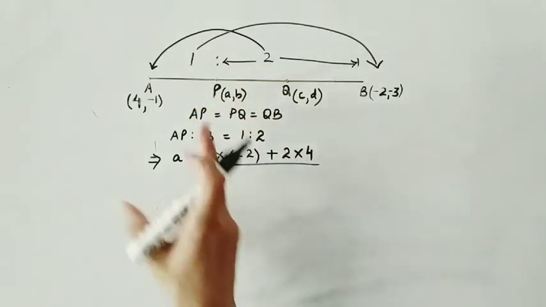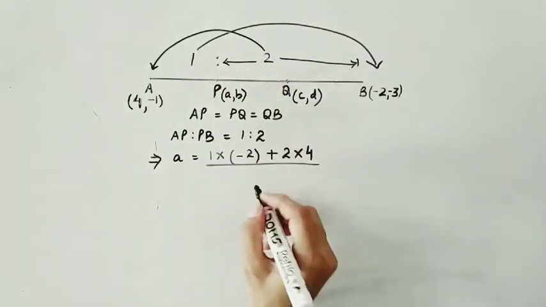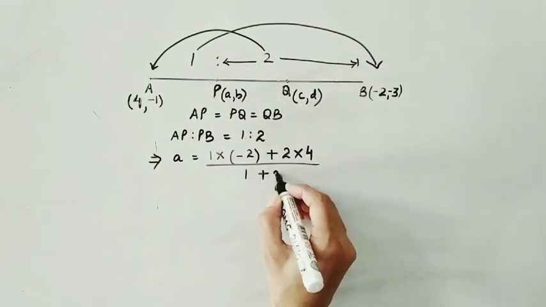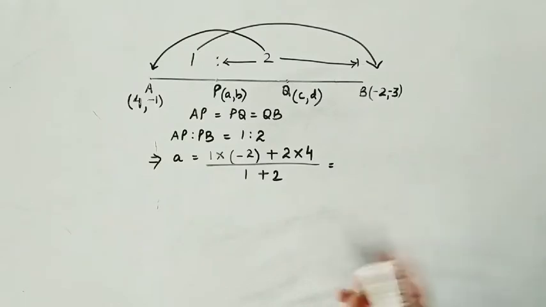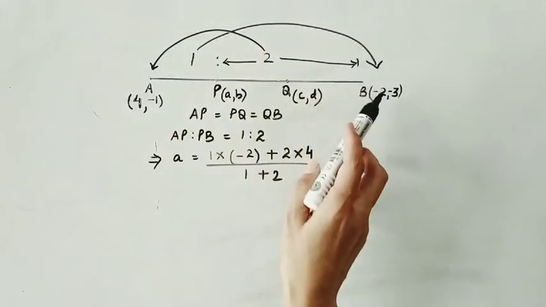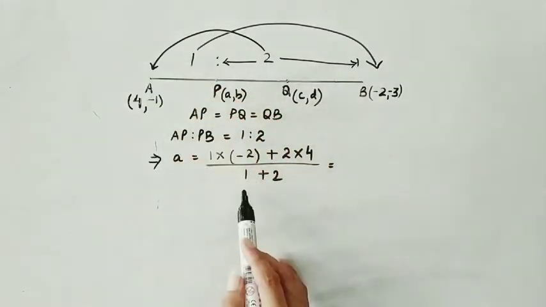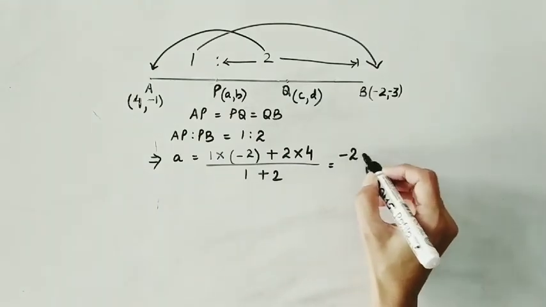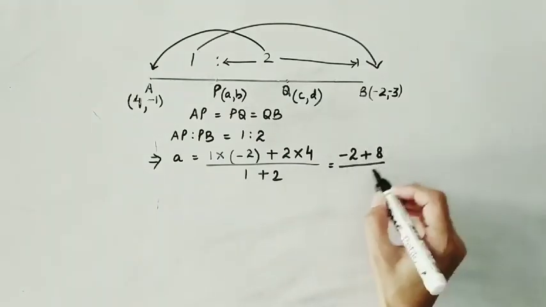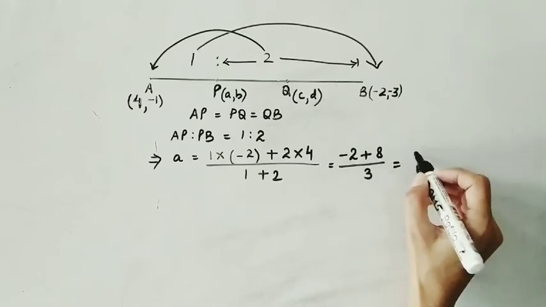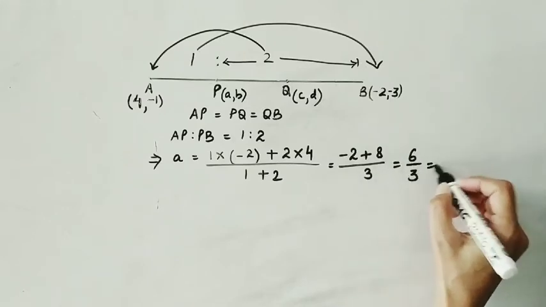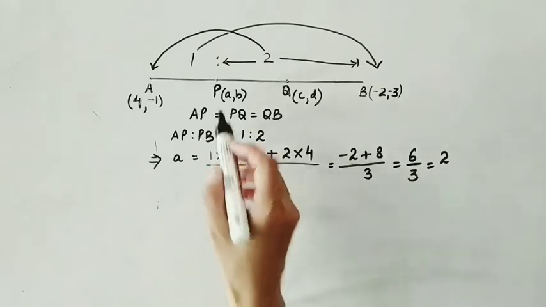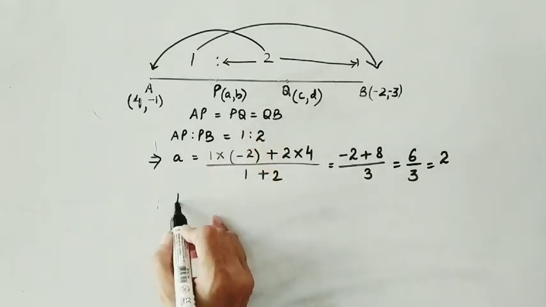upon the sum of ratios. What is the sum of ratios? 1 plus 2. This is just formula application. We know it is (m x2 plus n x1) upon (m plus n). This becomes (-2 plus 8) upon 3, which is 6 by 3, equal to 2. So a is found. Let's find b also.